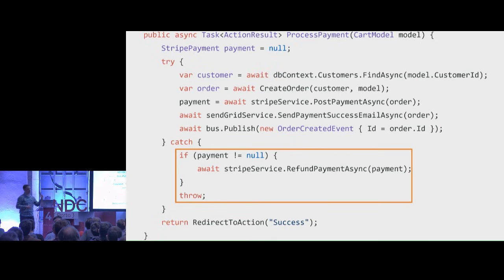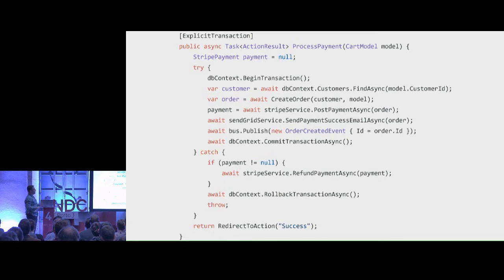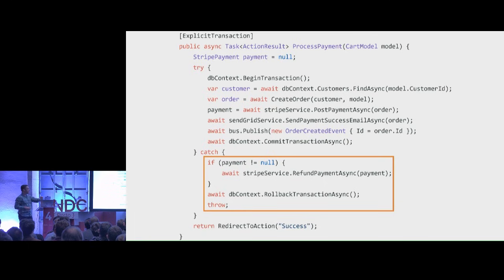There's still something missing here, though, because I had that transaction that was around everything. So in this case, I'll actually pull in the transaction as part of this operation, where I'll say, begin the transaction, do all your stuff, commit the transaction, and if something fails, then I will say, go ahead and call the Stripe service to refund the payment and roll back the database transaction.